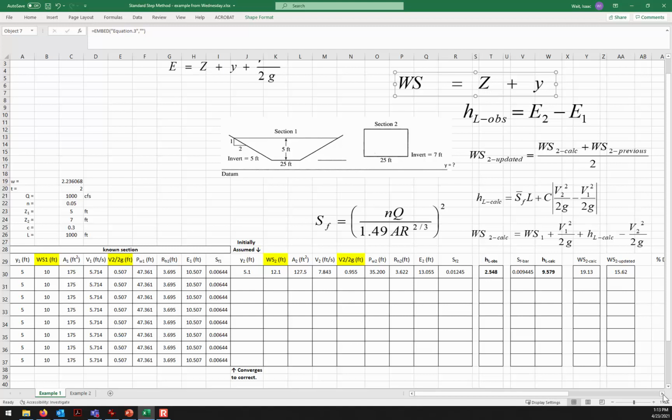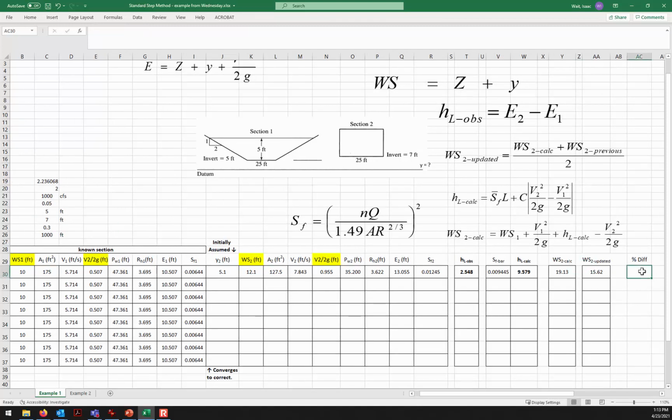One other thing, I will scroll to the side here. We have an indicator of convergence with this percent difference. And we've done this before in previous iterative approaches where we're just looking at our input guess and our output guess. And the way we know that we have converged and don't need to do further iterations is when our percent difference is down below 1%.